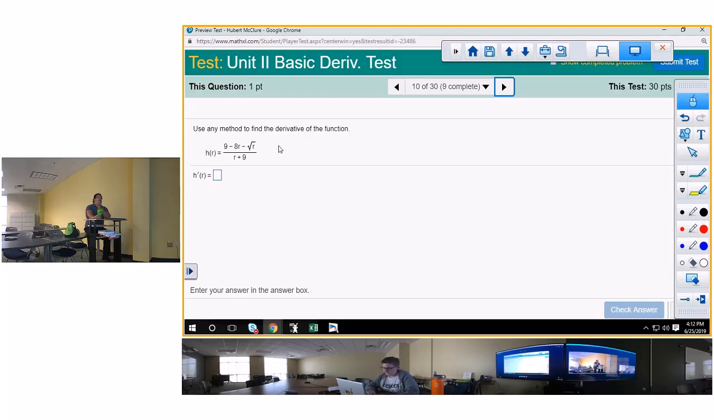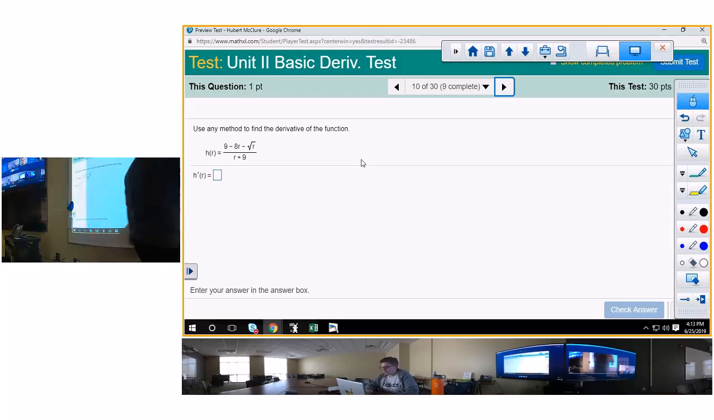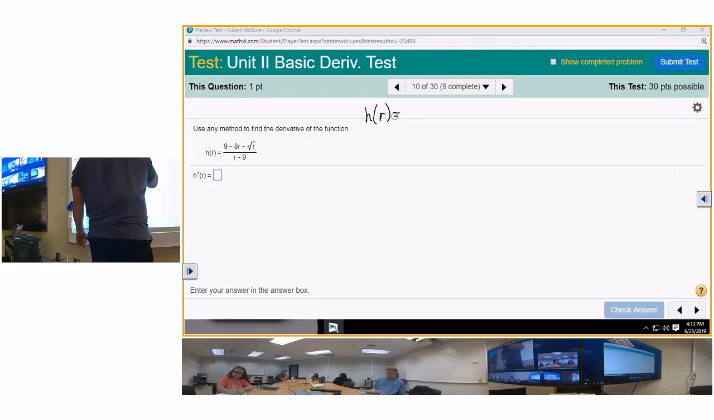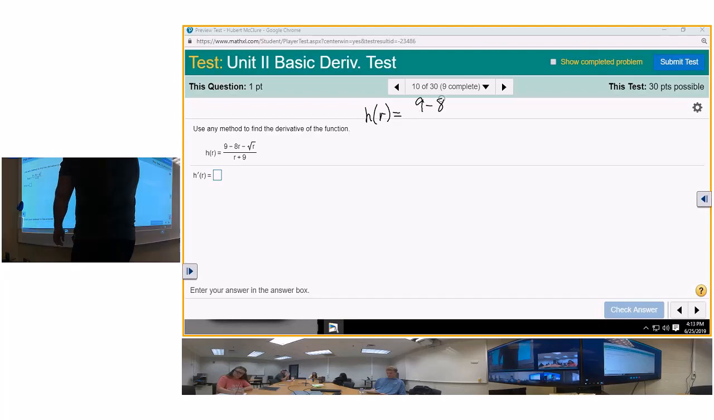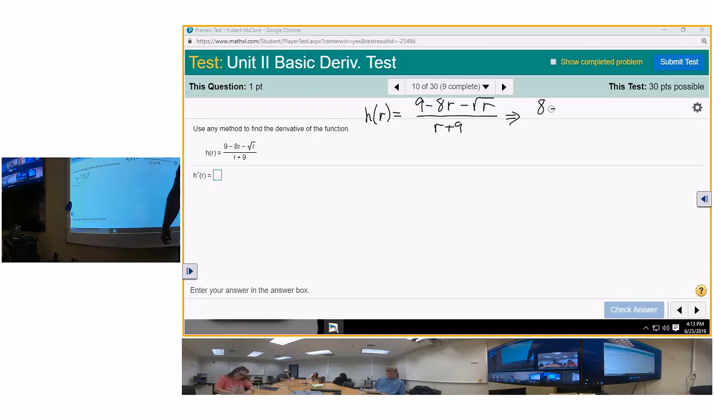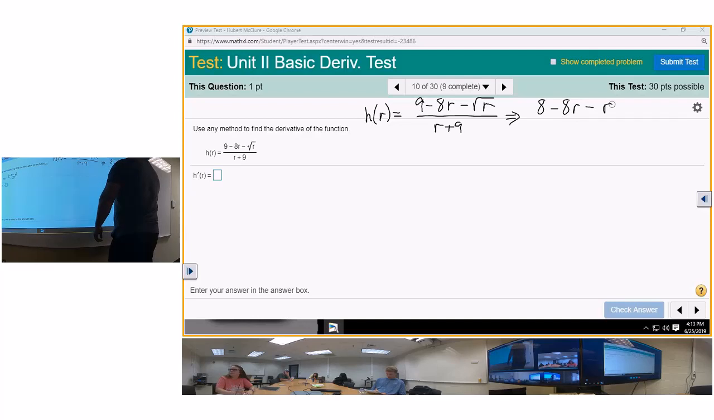Use any method to find the derivative of this function. This includes quitting. Okay? Oh yeah, we can't do this one. Why? Because it's just too complicated. H of R is equal to 9 minus 8R minus square root of R over R plus 9. Well, the first thing I'm going to do is rewrite it: 8 minus 8R minus R to the 1/2 power over R plus 9.